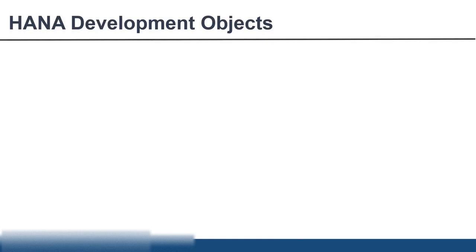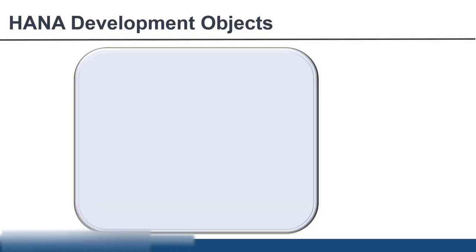And then there are different HANA development objects. We call them HANA native development objects. Under this you can create tables in HANA database. You can directly get connected to HANA database, and there you can create your own custom tables either as a row store or as a column store table.